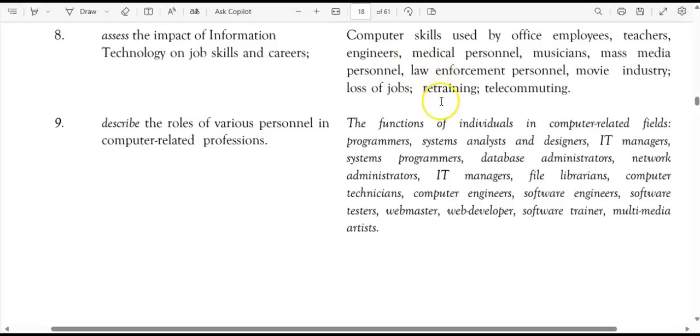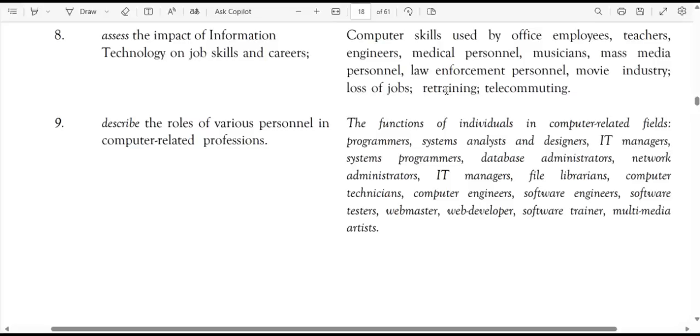Now, we're going to look at the need for retraining and reskilling. As technology evolves, employees must learn new tools and systems to remain employable. For example, a secretary retraining to use Google Workspace and Zoom, a warehouse worker learning to operate a robotic inventory system, and teachers being trained to use learning management systems, LMS, like Moodle or Google Classroom.